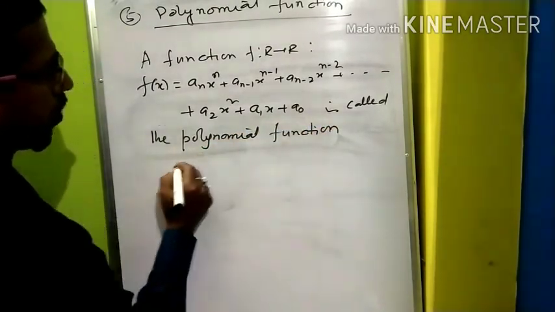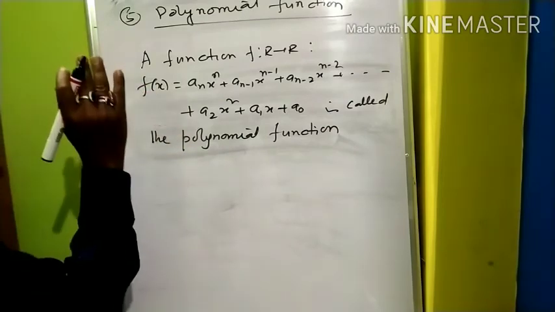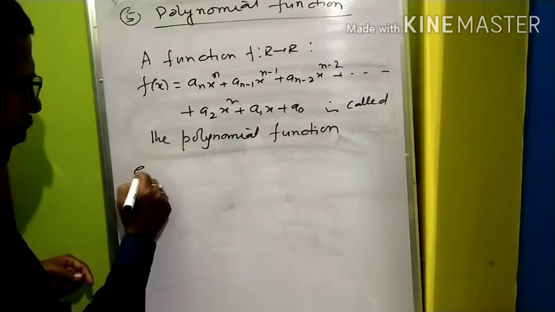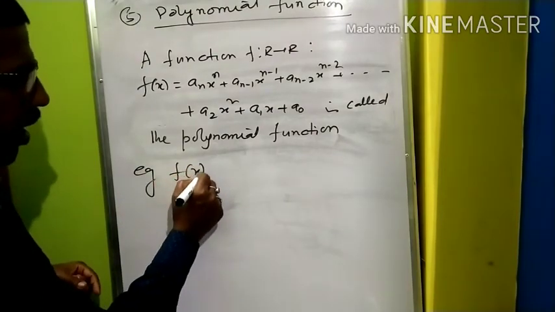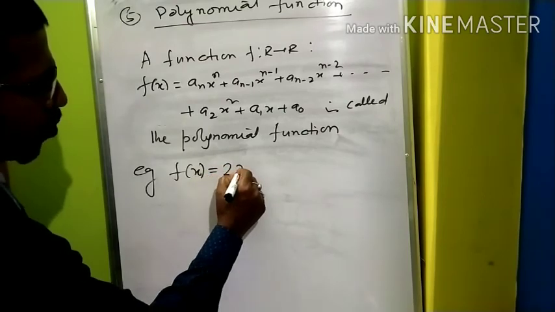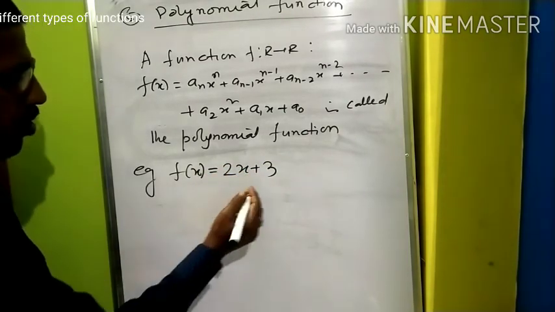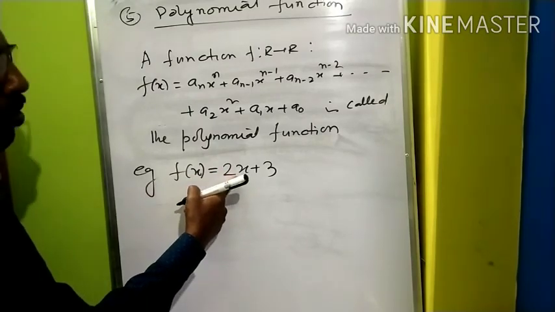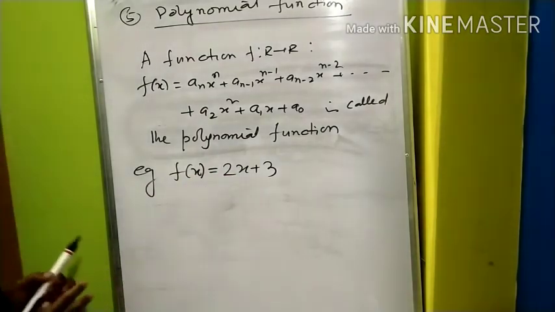Here the domain of the function will be real numbers, and the codomain and range will also be real numbers. As an example, we can take f(x) = 2x + 3. This is a polynomial function. Here the domain is real numbers and the range is also real numbers. This is a polynomial function.